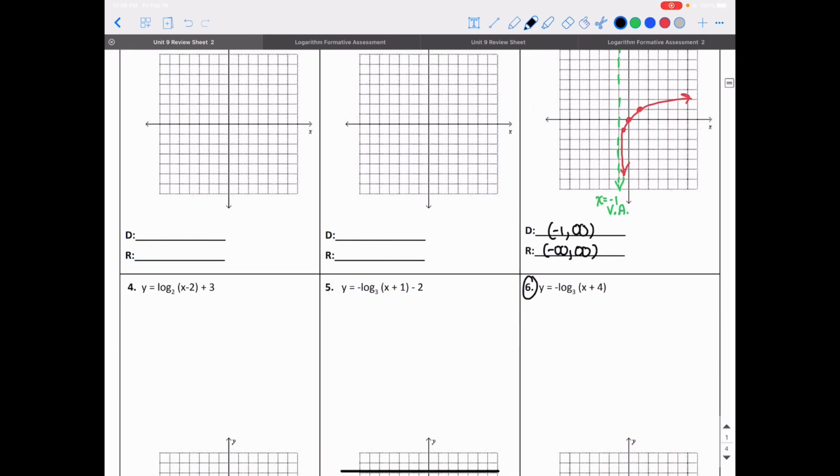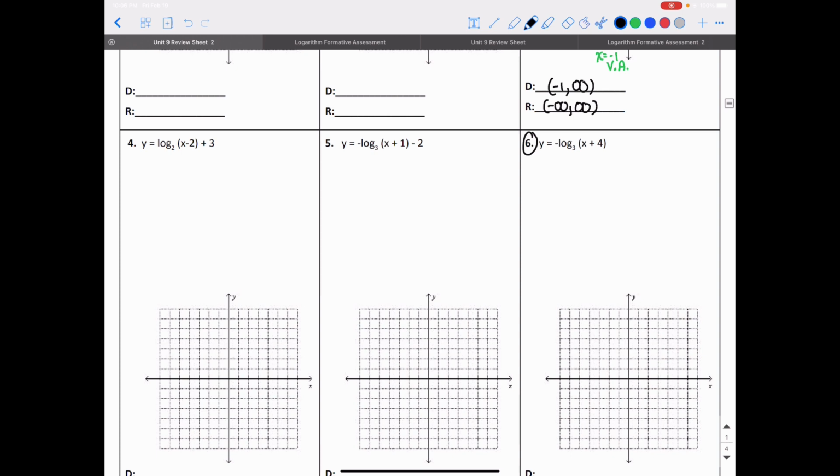The next problem you guys wanted me to go over is number 6. Same concept as the last one.